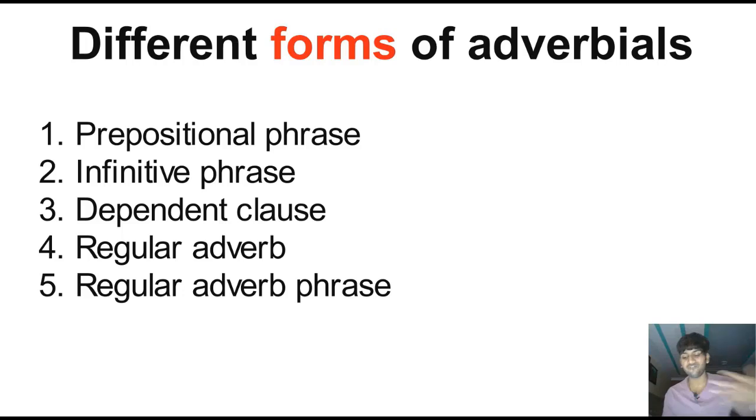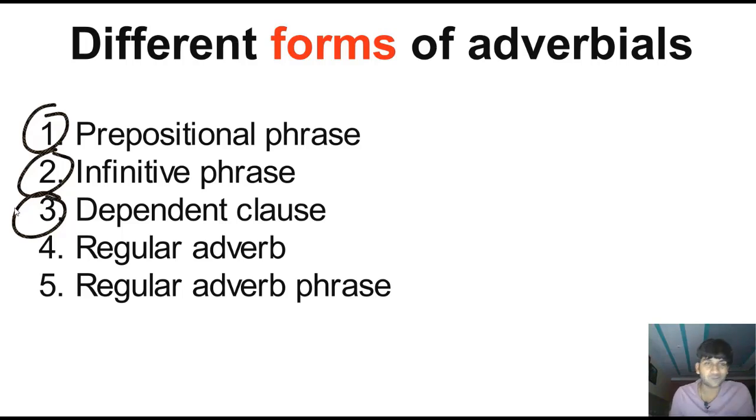Now, different forms of adverbials. Let's talk about the different forms, the different appearances it can take. Number one, it can be a prepositional phrase. A prepositional phrase can function as an adverbial, it can work like an adverb. Number two, infinitive phrases can also function as an adverb. They can be adverbials. Number three, dependent clauses.